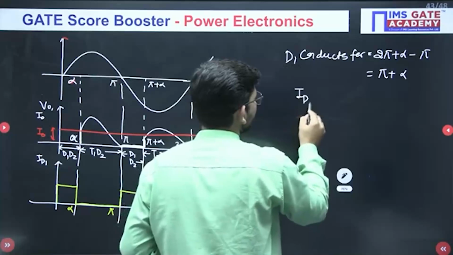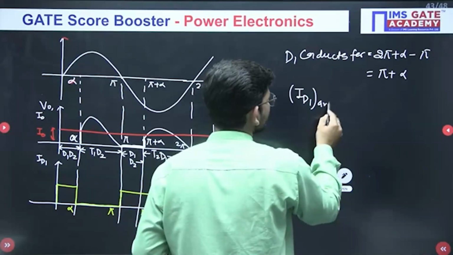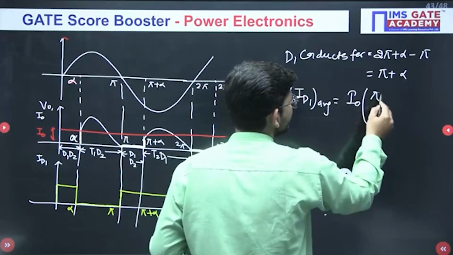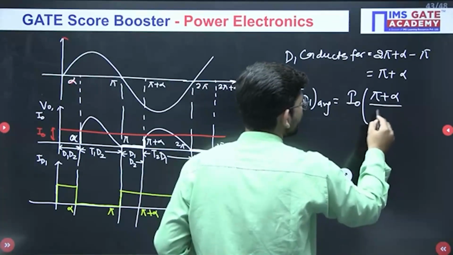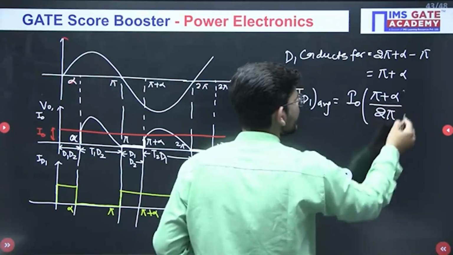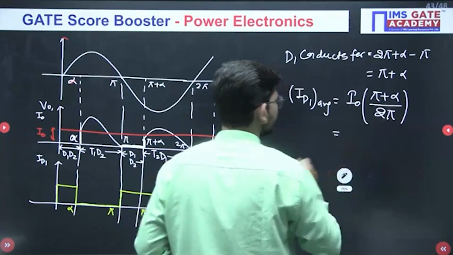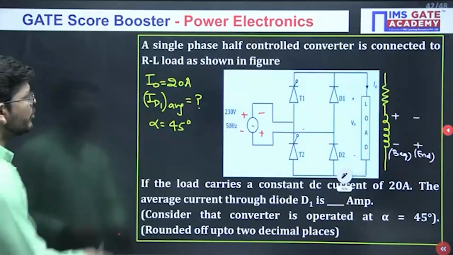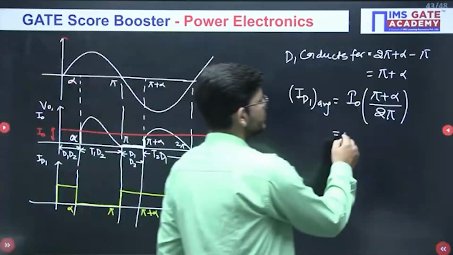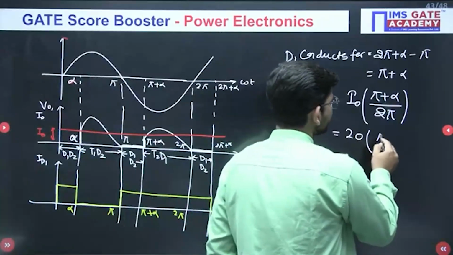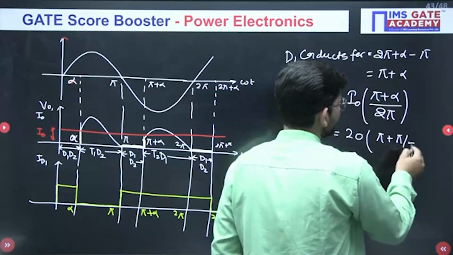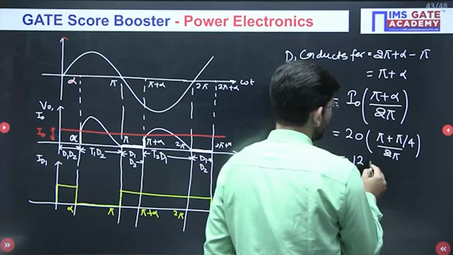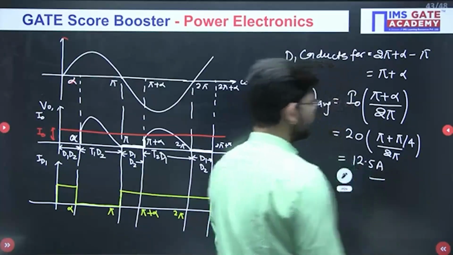Now if I have to calculate ID1 average, this will have a magnitude I naught, and it is available for pi plus alpha out of the total 2 pi duration. So this will be my ID1 average. Now what is I naught? 20. So I naught is 20. Pi plus alpha is given as pi by 4, divided by 2 pi. When you do this, you will get 20.5 ampere as the answer.